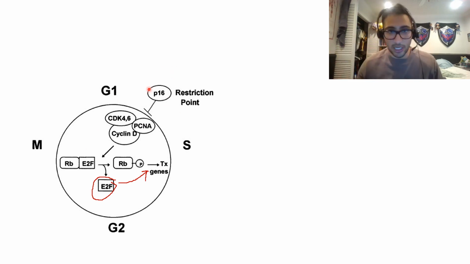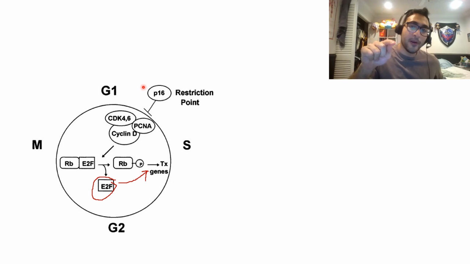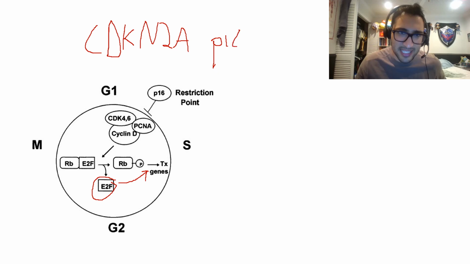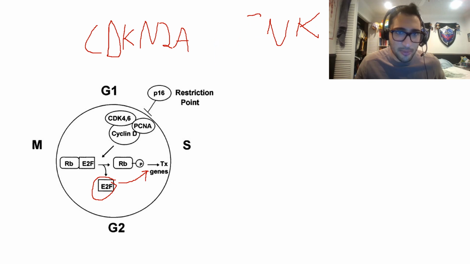Now, speaking of that checkpoint, you might see here this P16 protein. But what's P16? Remember how we talked about these cyclins and these cyclin-dependent kinases and how they phosphorylate retinoblastoma so that retinoblastoma can come off of E2F and E2F can move into the nucleus and move the cell cycle forward? Well, P16 is the inhibitor of those kinases. It can also be referred to as cyclin-dependent kinase inhibitor 2A. There's a couple of other names it has, like P16 INK4A, etc., etc. But I don't want you to memorize the name per se.